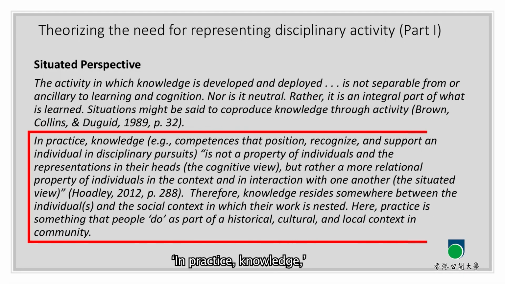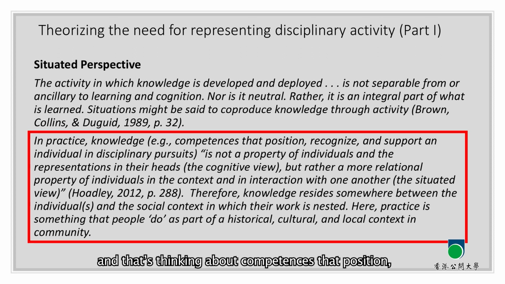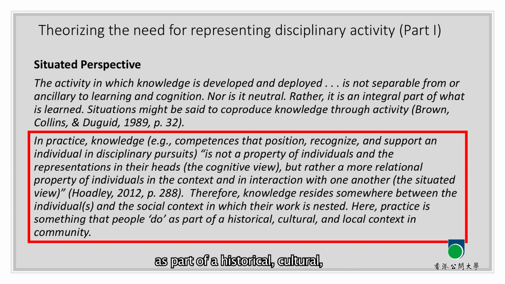In practice, knowledge, and that's thinking about competence as a position, recognize and support individual in disciplinary pursuits, is not the property of individual representations in their head, the cognitive view, but rather a more relational property of individuals in context and in interactions with one another, the situated view. Therefore, knowledge resides somewhere between individuals and the social context in which their work is nested. Here, practice is something that people do as part of a historical, cultural, and local context in community.